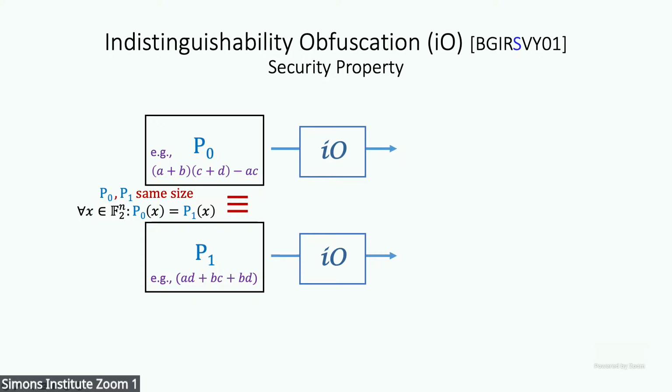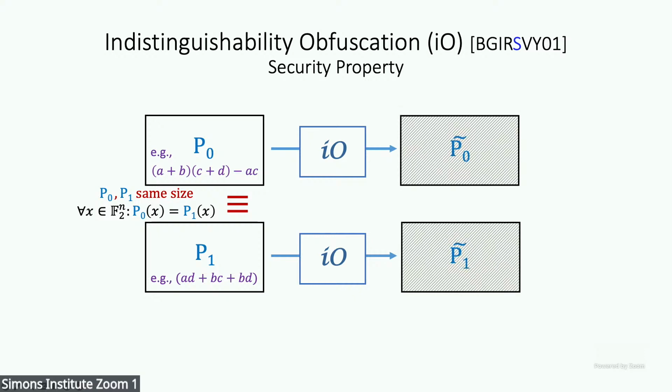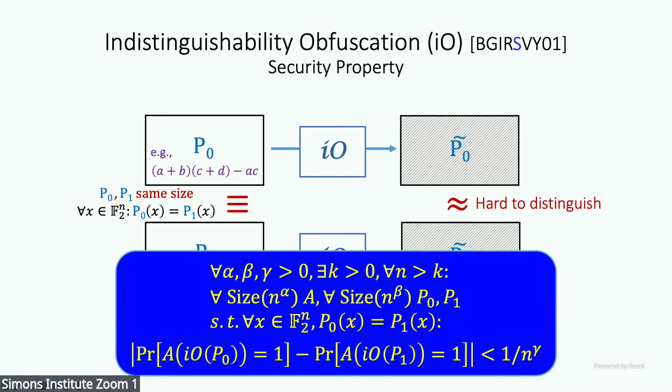And then the guarantee says that if we pass these both through the IO compiler, and we get these two obfuscated programs, now we pick one at random, and we give it to the adversary, it should be hard for the adversary to distinguish between these two programs. Okay? And again, we mean that in the usual way. This is how we formalize it.